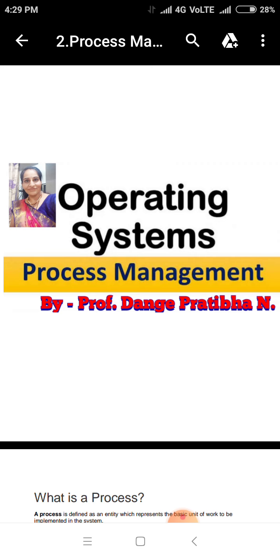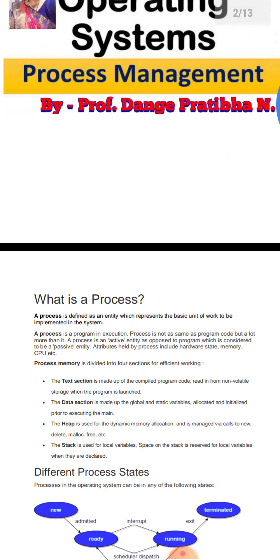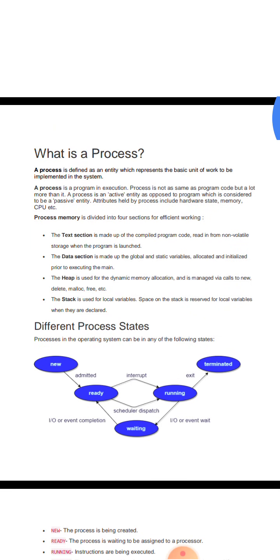Now we will start firstly with what is the meaning of process. See, process is nothing but it is defined as an entity which represents the basic unit of work to be implemented in the system. Another definition of process is it is a program in execution.